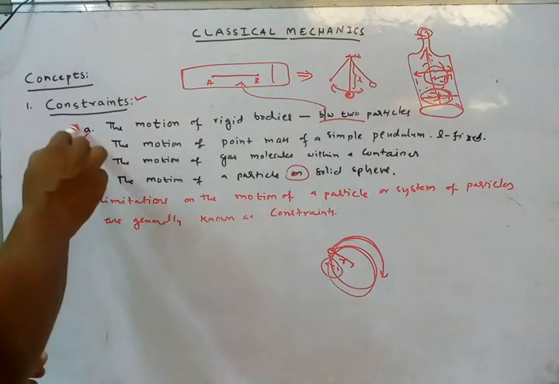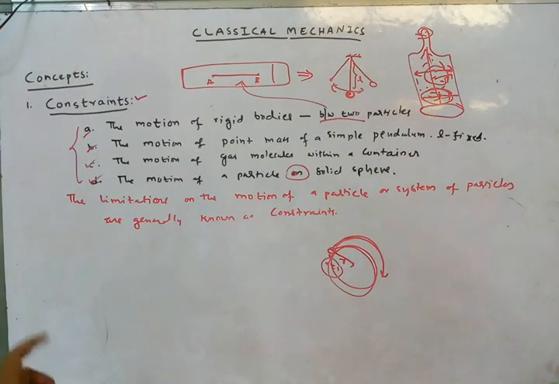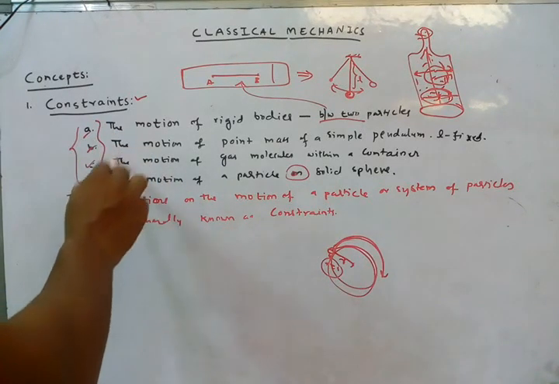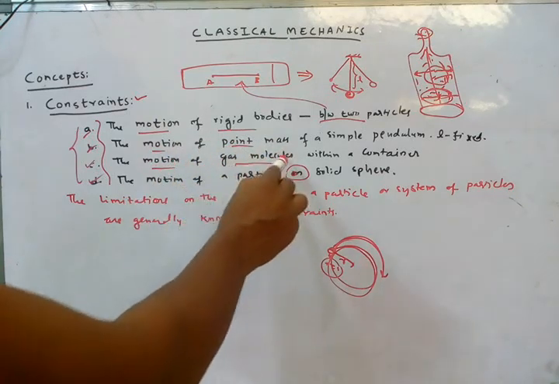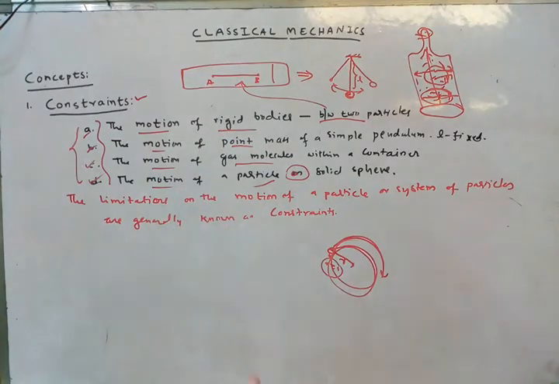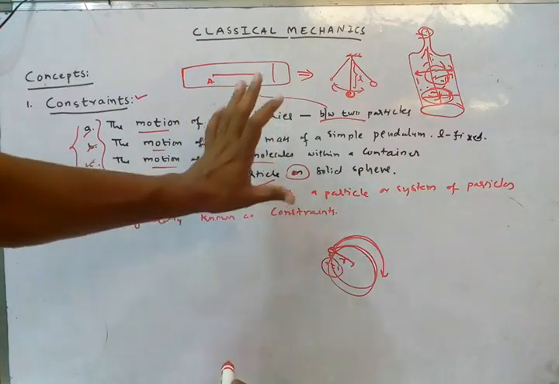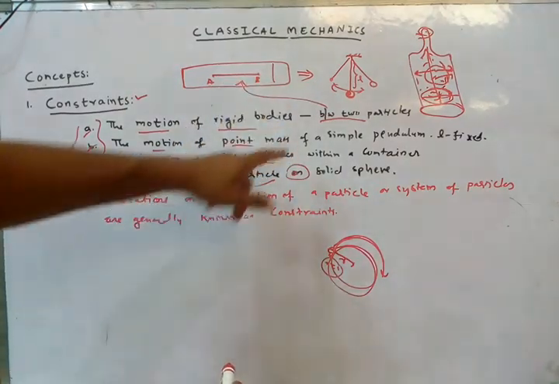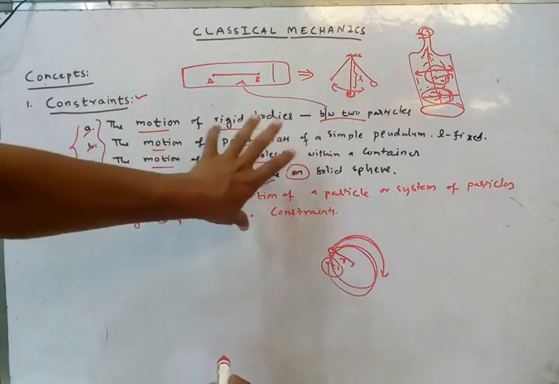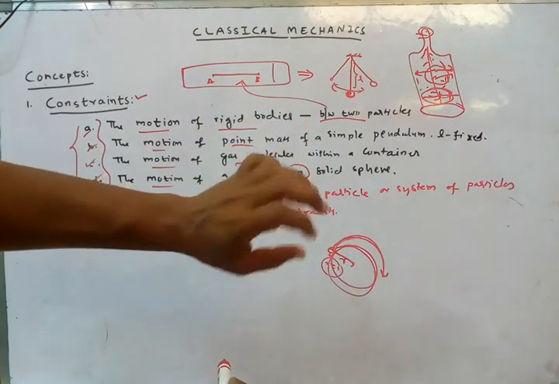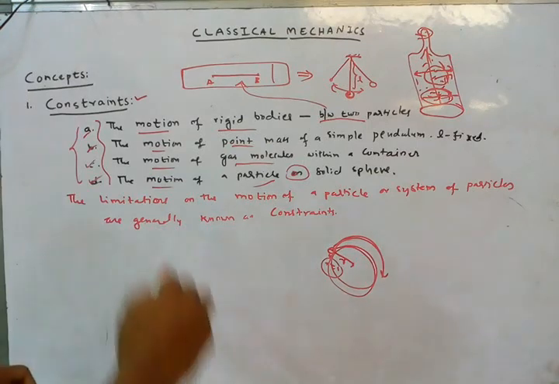So we observed four cases here: the motion of a rigid body, the motion of the point mass of a simple pendulum, the motion of gas molecules, and the motion of a particle on a sphere. In each, there are some limitations and restrictions on the motion. Here the distance is not changing. Here the length of the pendulum is not changing. The gas molecules move within the container only. Here the particle stays at distance R plus A from the solid sphere's center. So what is the constraint now?